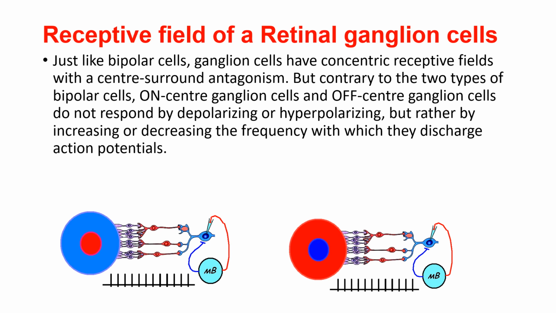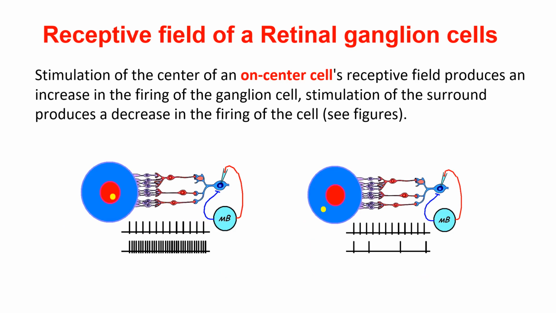Each receptive field is arranged into a central disk, the center, and a concentric ring, the surround, each region responding oppositely to light. For example, light in the center might increase the firing of a particular ganglion cell, whereas light in the surround would decrease the firing of that cell. Stimulation of the center of an on-center cell's receptive field produces an increase in the firing of the ganglion cell. Stimulation of the surround produces a decrease in the firing of the cell.